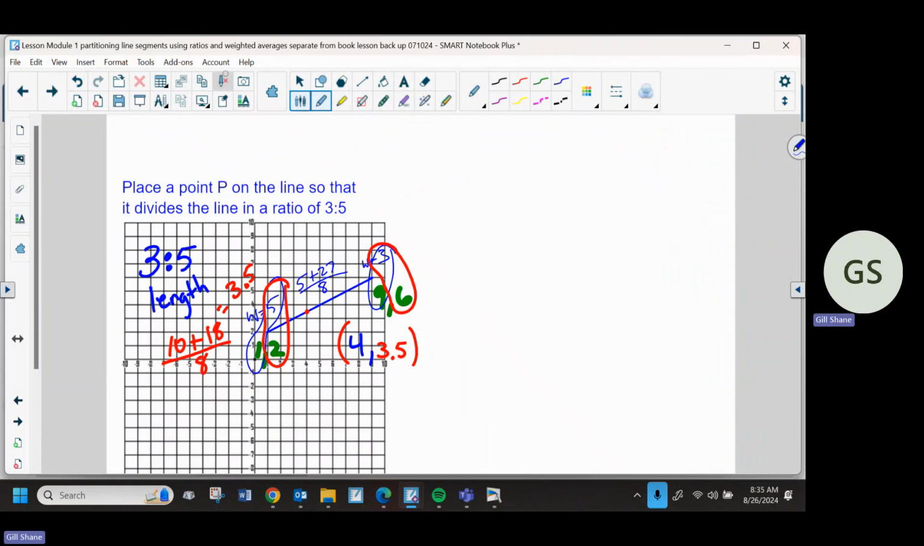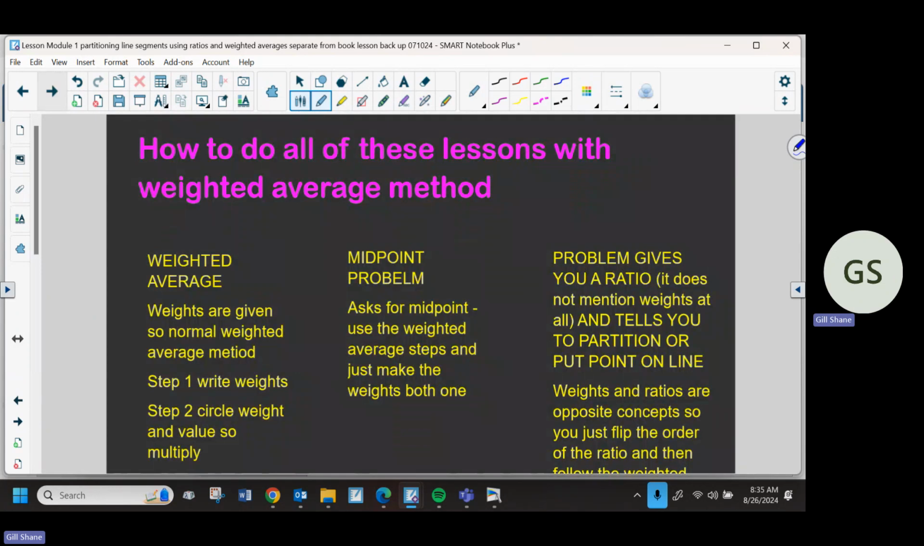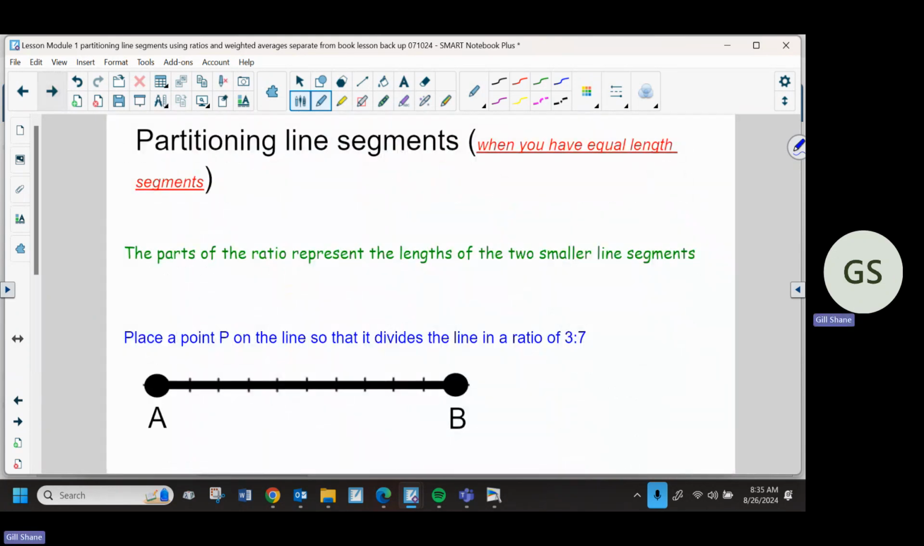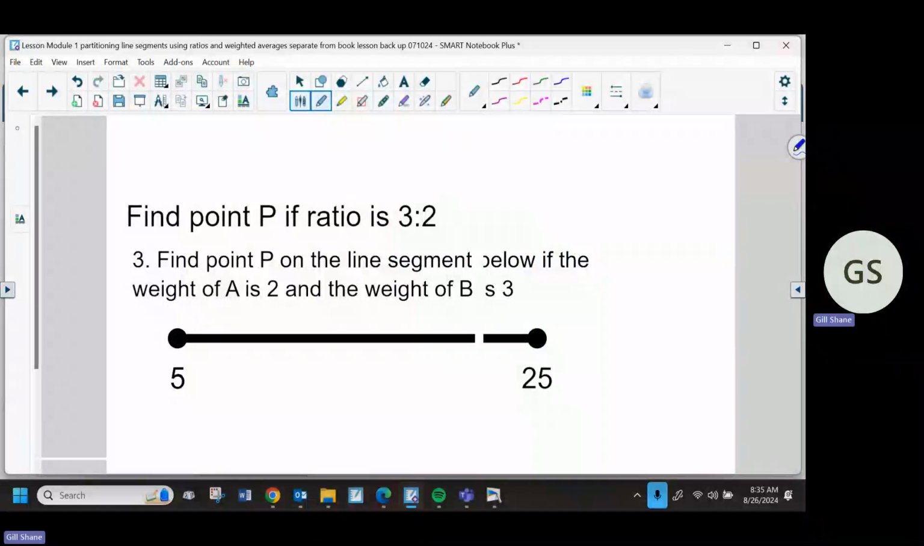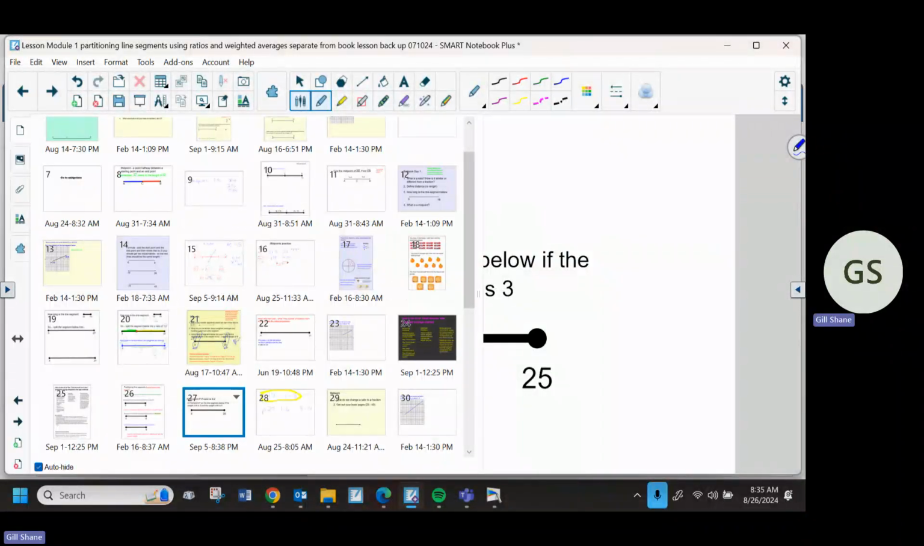I did not really get to doing a difficult midpoint problem. It's not on my quiz, but I believe there is something on the... never mind. Oh, maybe I did.